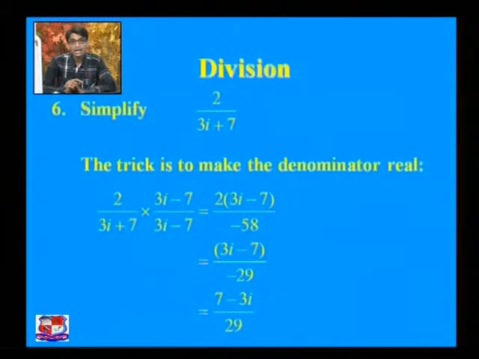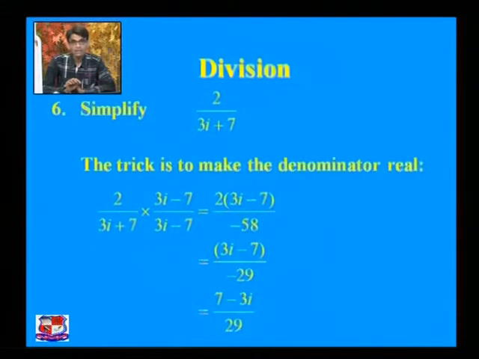So 3i whole square, i square, that is equal to minus 1, and 3 square, that is equal to 9. Okay, 3 square is equal to 9 and i square is equal to minus 1. So answer is minus 9 minus 7 square, that is equal to minus 49 minus 9. So answer will be minus 58.